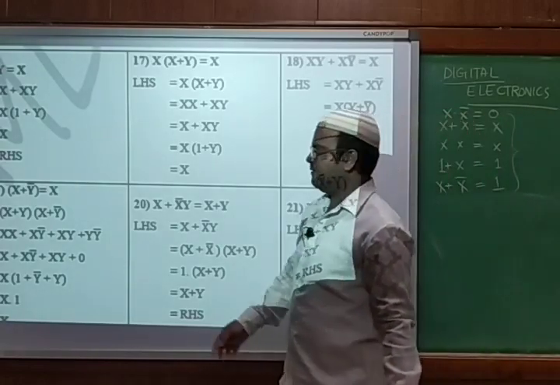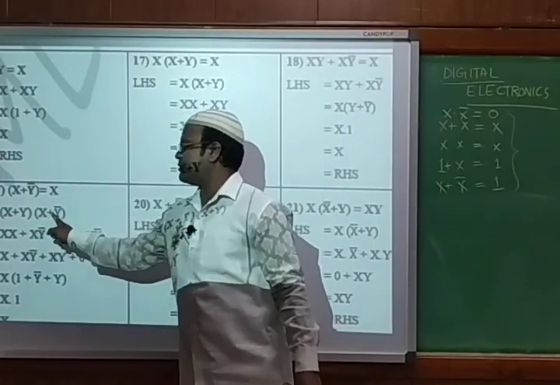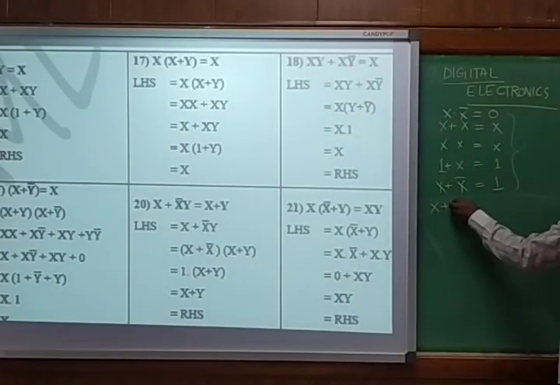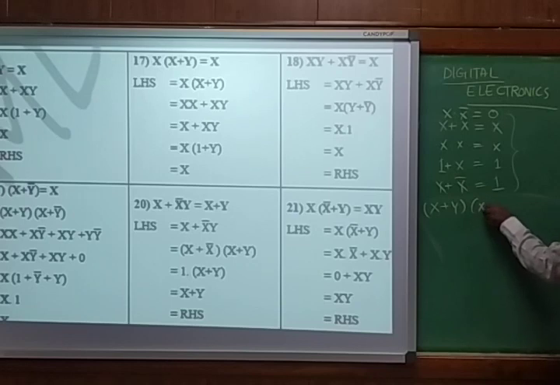So what is the question here? They gave x plus y bar. The question is x plus y bar. This is given. They asked to prove this as x. For proving this thing, what we'll do? This is our question.